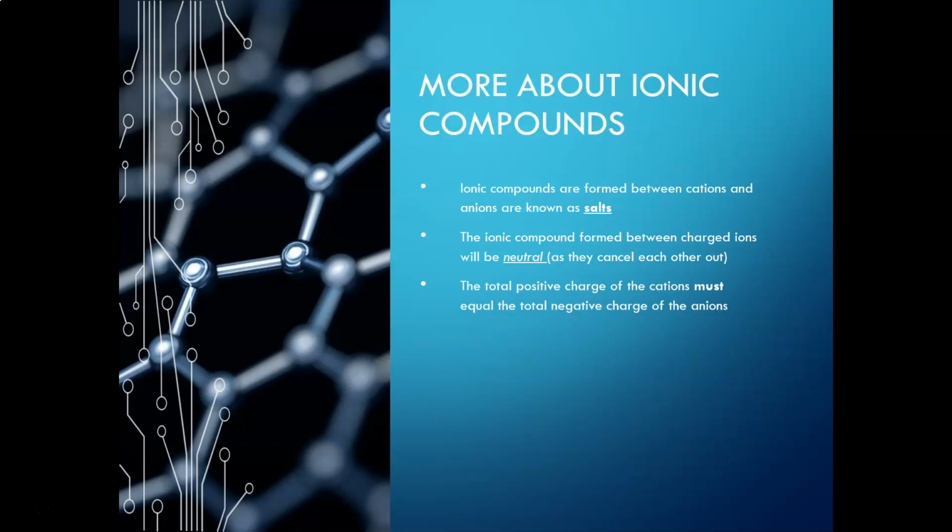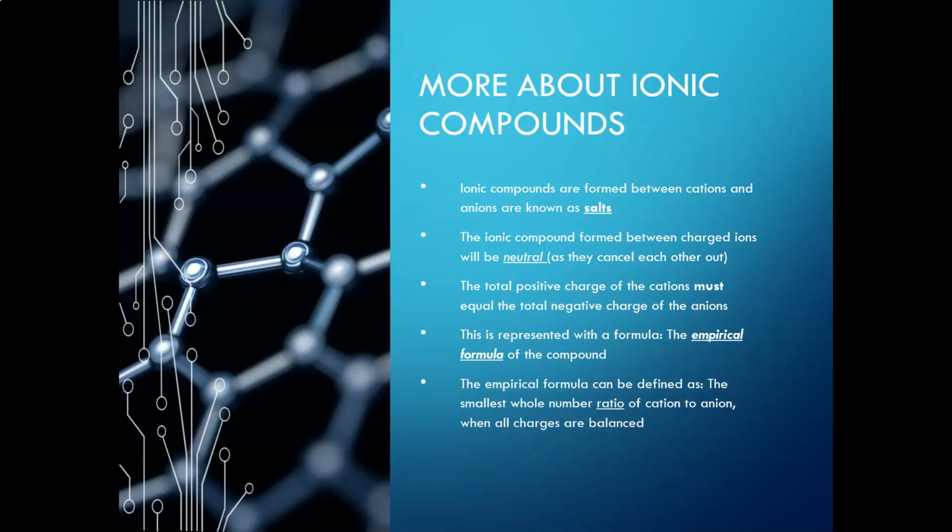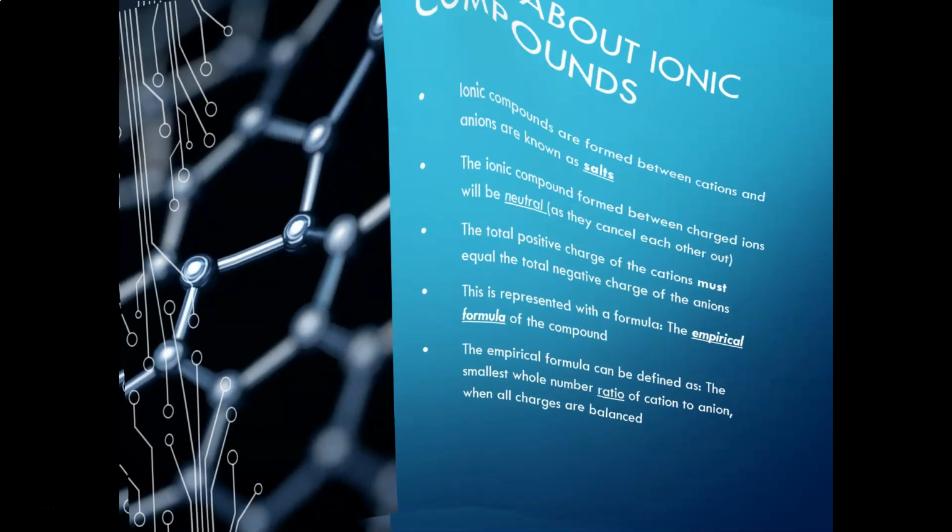The total positive charge of the cations must be equal to the total negative charge of the anions. This is represented with the formula, the empirical formula of a compound. The empirical formula can be defined as the smallest whole number ratio of cation to anion when all charges are balanced. It's a bit confusing, that one, hey? We'll come back to that.